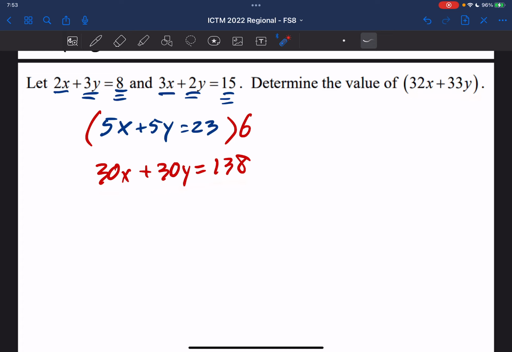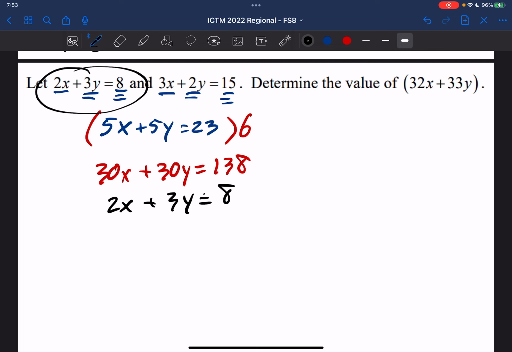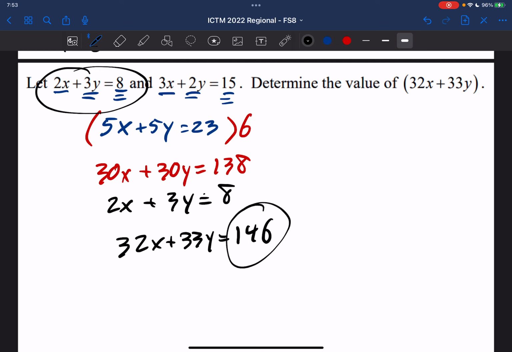Well, what do we need? On the left side, we need another 2x, and we need another 3y. Well, it just so happens that that's what that equals right there. So when we add these together, 32x plus 33y equals 146. So there's the value of that expression.